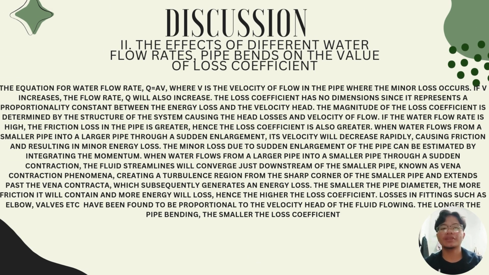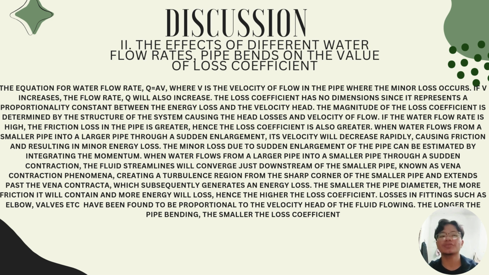For the discussion part on the effect of different water flow rates and pipe bends on the value of loss coefficient: the equation for water flow rate is Q equal to AV, where V is the velocity of flow in the pipe where the minor loss occurs. If V increases, the flow rate Q will also increase. The loss coefficient has no dimension since it represents a proportionality constant between the energy loss and the velocity head. The magnitude of the loss coefficient is determined by the structure of the system causing the head loss and the velocity of flow. If the water flow rate is high, the friction loss in the pipe is greater, hence the loss coefficient is also greater.